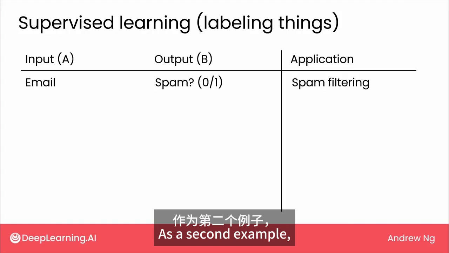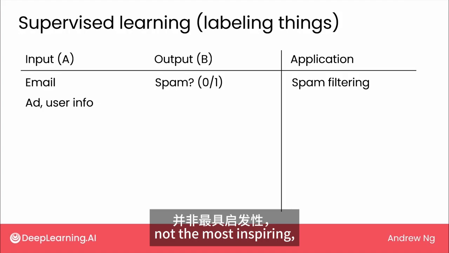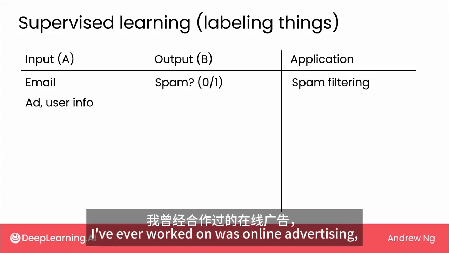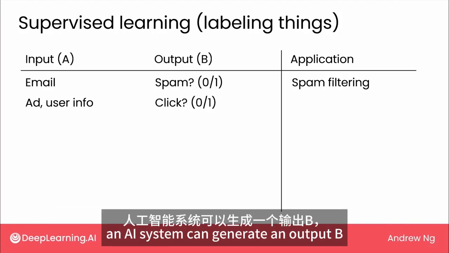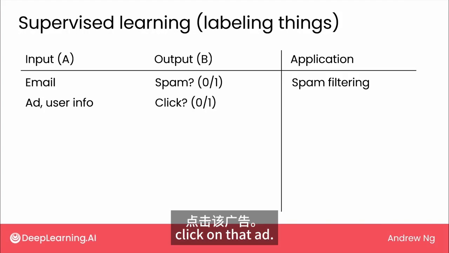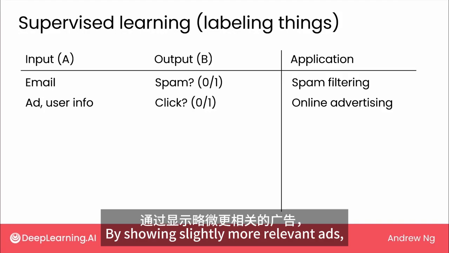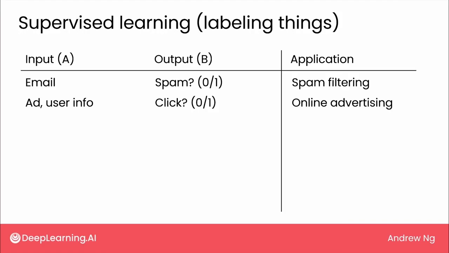As a second example, probably the most lucrative application, not the most inspiring, but lucrative for some companies that I've worked on, was online advertising, where given an ad and some information about a user, an AI system can generate an output B corresponding to whether or not you're likely to click on that ad. And by showing slightly more relevant ads, this drives significant revenue for the online ad platforms.